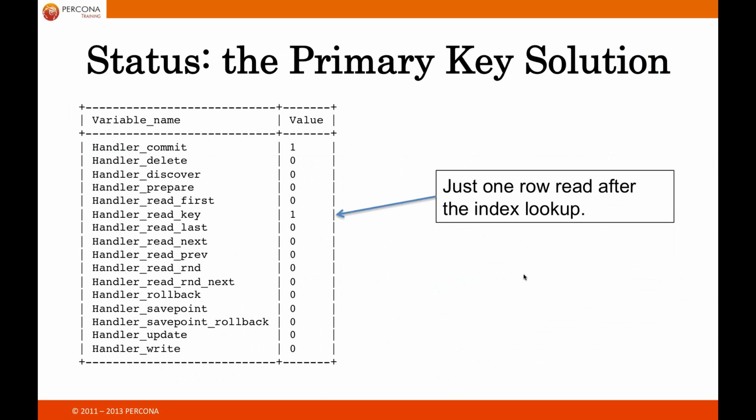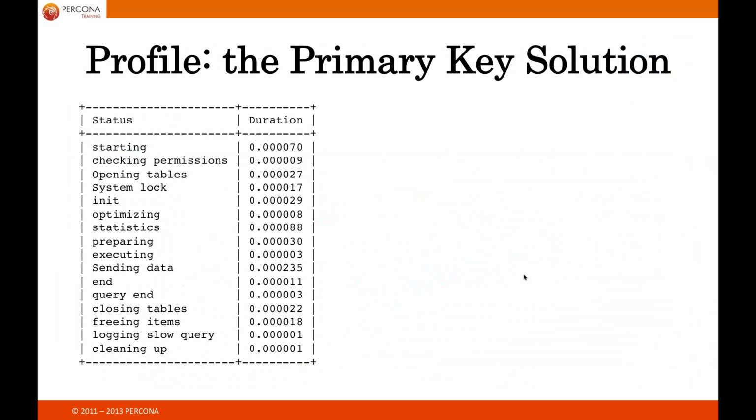And in fact, the case when we look at the session status is that it does a read key, so it looks up by index value and reads one row and then finishes because there's a limit 1. So it actually just reads the one row. Also, the profile shows very good performance. Everything is taking less than 1,000th of a second, so it's quite speedy in this manner.